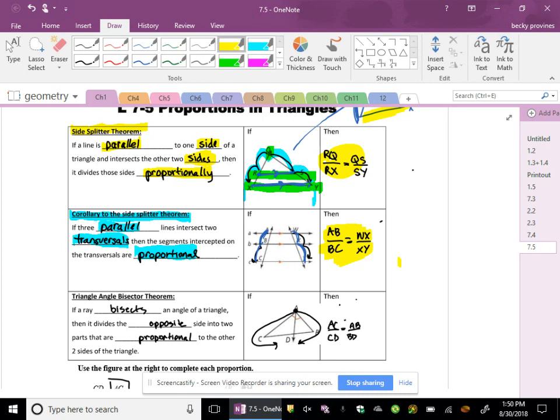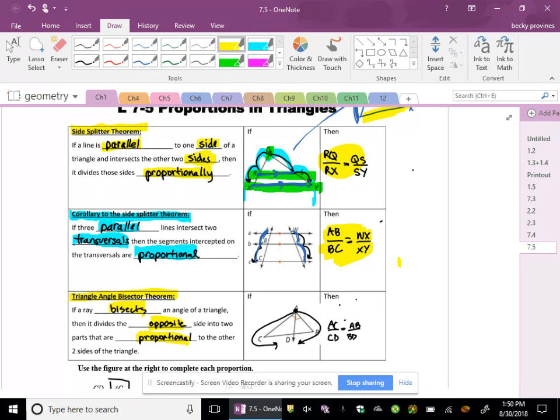Lastly, we have the triangle angle bisector theorem. The name tells you a lot about what we're doing. We have a triangle and we have an angle bisector. So if a ray bisects an angle of a triangle, then it divides the opposite side into two parts that are proportional to the other two sides of the triangle.